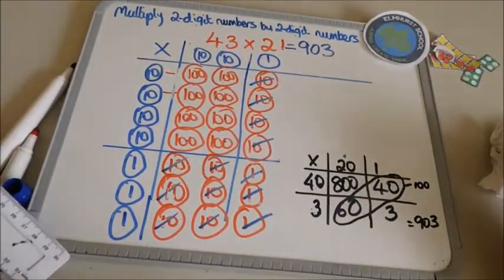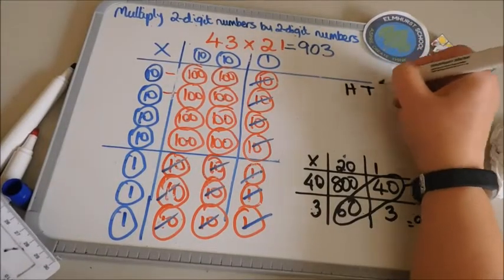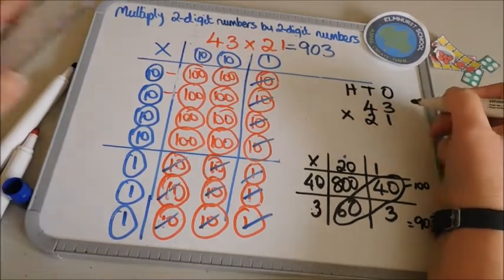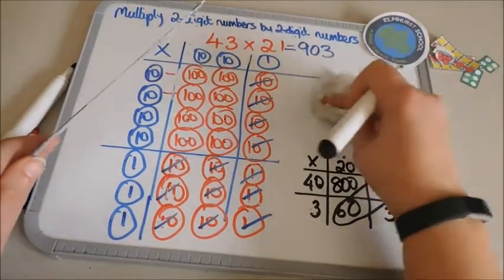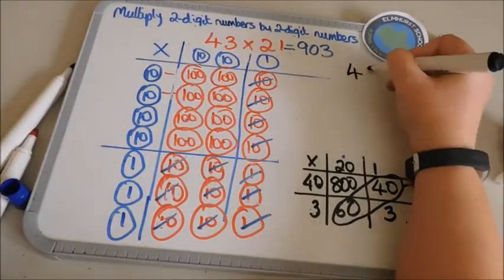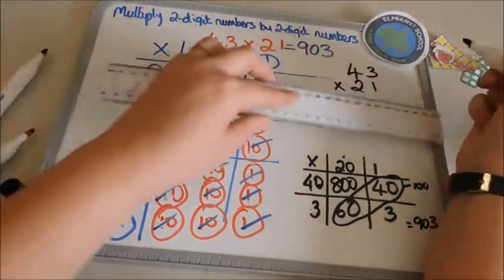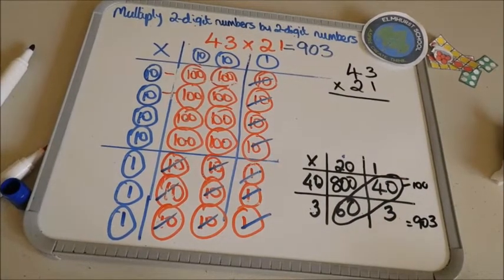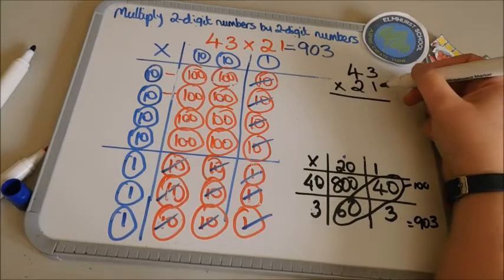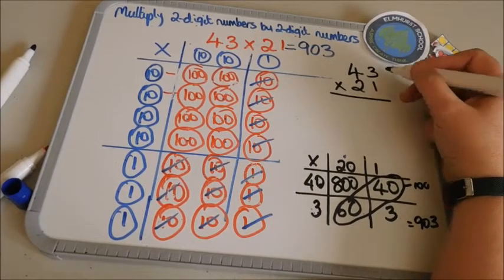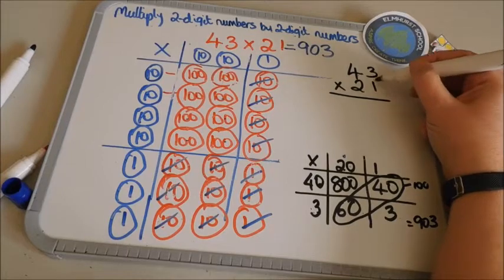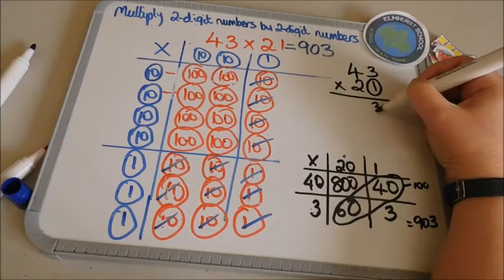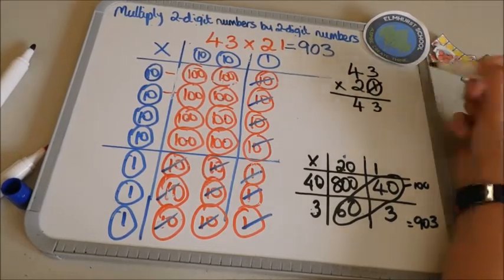Okay, and then the final step would be 43 times 21. Okay, I'm actually just going to move that up a little bit and give myself a bit more room. 43 times 21. Okay, now we would do this as an expanded method to start off with. Okay, all right, so you can't do it any other way, so we're going to multiply by 1 first of all. Okay, so 1 times 3 is 3, 1 times 4 is 4. Okay, so I've done with the 1.